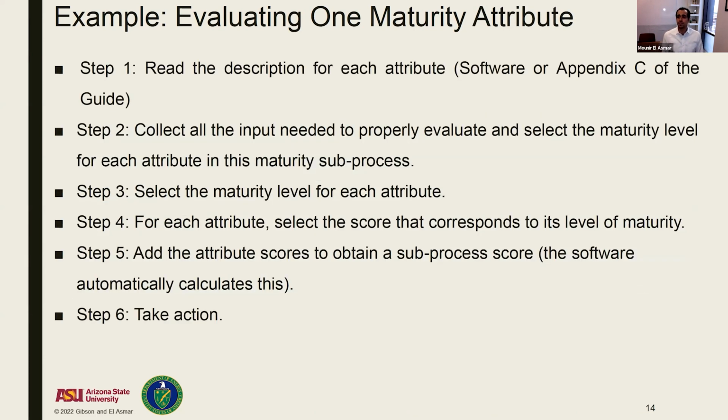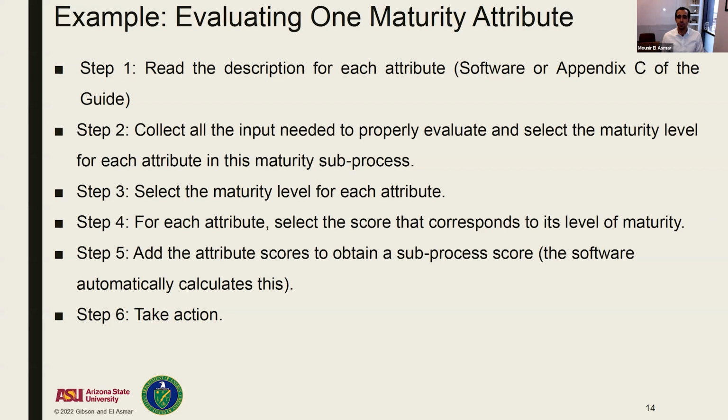These are the particular steps, similar to how we had steps for environment. We have steps for maturity. We recommend that you read the description for each attribute. We'll show you one here in just a bit. It's a table. You can do that in the software or in Appendix C if you're using the paper version. We have both versions as we discussed yesterday. Once you have a good understanding of that description, we'll talk about how we do that.